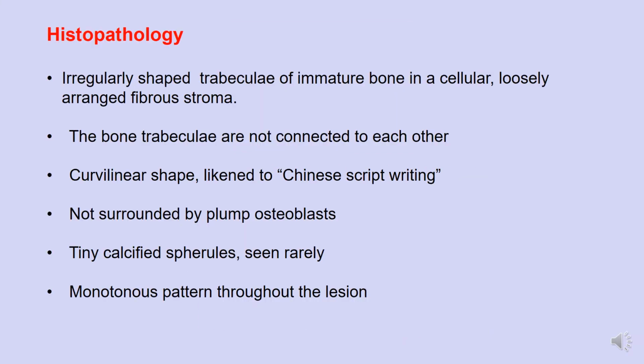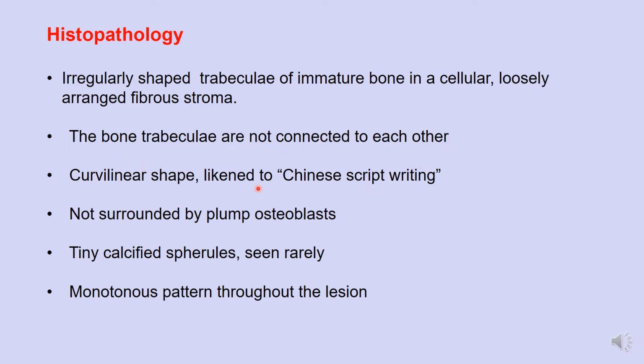Okay, so let's come to the histopathology. Either way, whichever type of fibrous dysplasia will have the same histopathology based on where the specimen is taken from. Because this is normal bone replaced by fibrous tissue which gets mineralized, what we generally see in histopathology is irregular shaped trabeculae of immature bone in cellular loosely arranged fibrous stroma. The bony trabeculae are not connected to each other.